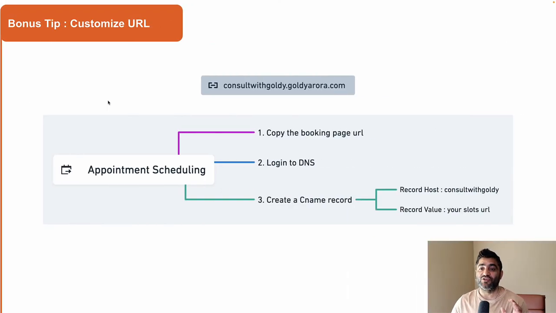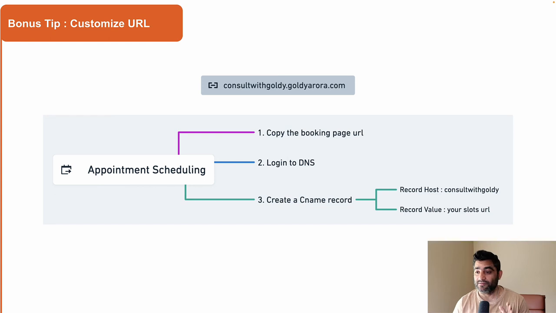In case you have your own domain, so for example, I have my domain, which is called goldyarora.com. And I want to customize my URLs. For example, I want to call it consultwithgoldy.goldyarora.com. In your case, if you have multiple people working for your business, you may come up with consult with Mark, consult with Jason, consult with Ram, Sham, or whatever, .yourdomain.com, and then give this URL to these people so that they can add that in their email signature. Or when they're meeting somebody, they can simply say, well, you can go to consultwithgoldy.goldyarora.com and feel free to schedule some time.